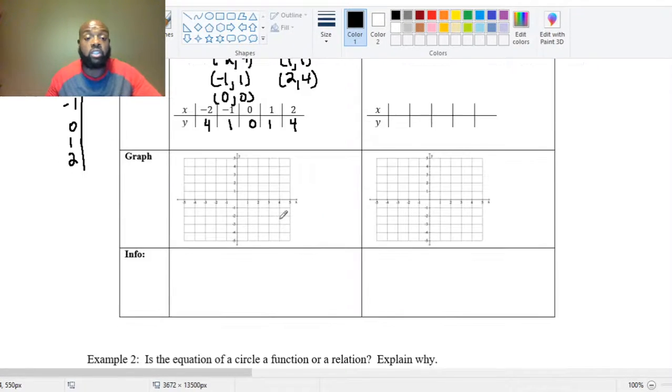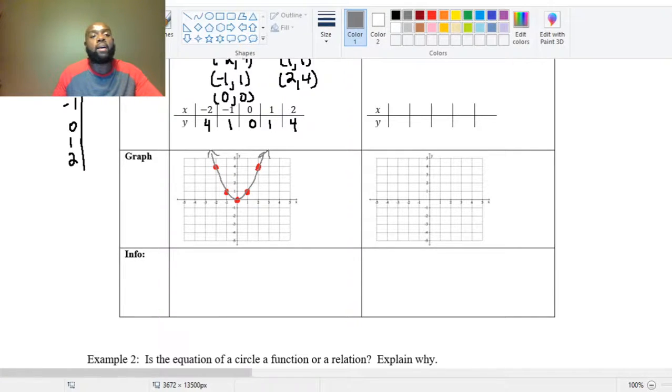And so we can go to this space here to graph our function, which we already said is a function. -2, 4, that means from our origin, go left 2 and up 4. And there's our point. -1, 1, left 1, up 1. 0, 0 is there. 1, 1 is there, and 2, 4 is there. And now if we connect these points with a smooth curve, we get a graph that looks like that, right?